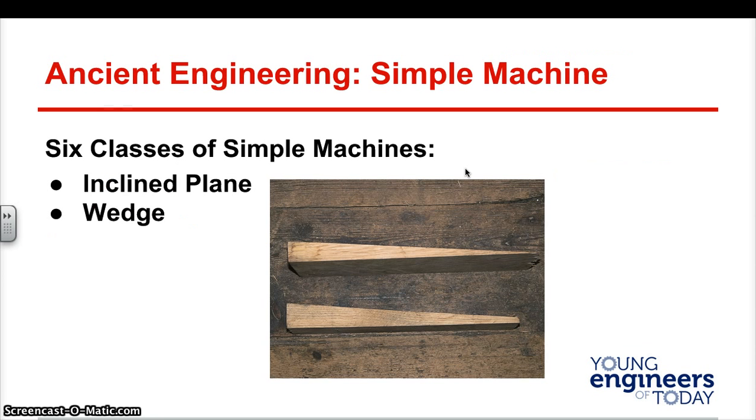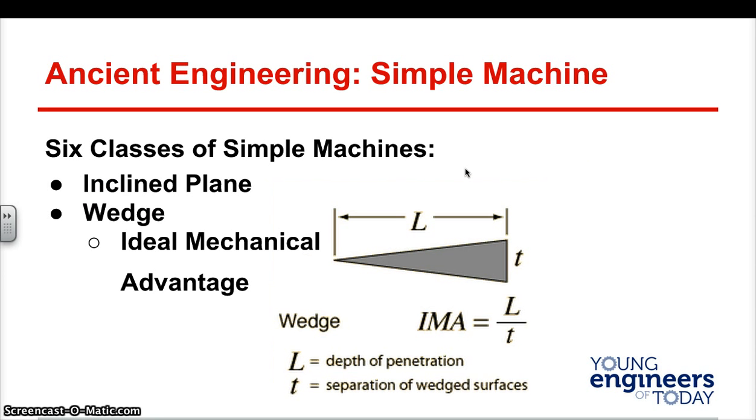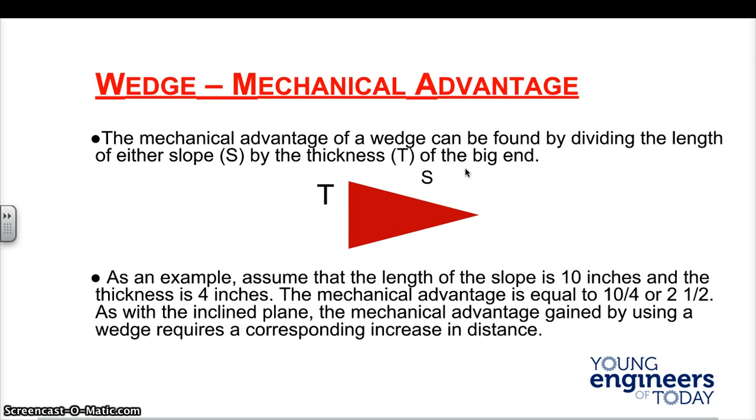Our next simple machine is the wedge. Okay, it's getting its IMA from the length and the separation of the wedge surface, this thickness on the side. Okay. Now, the mechanical advantage of a wedge can be found by dividing the length of either slope by the thickness of the big end. Okay. As an example, assume that the length of the slope is 10 inches and the thickness is 4 inches. Your MA will turn out to be 10 over 4, or simplified to 2.5. As with the inclined plane, the MA gained by using a wedge requires a corresponding increase in distance.